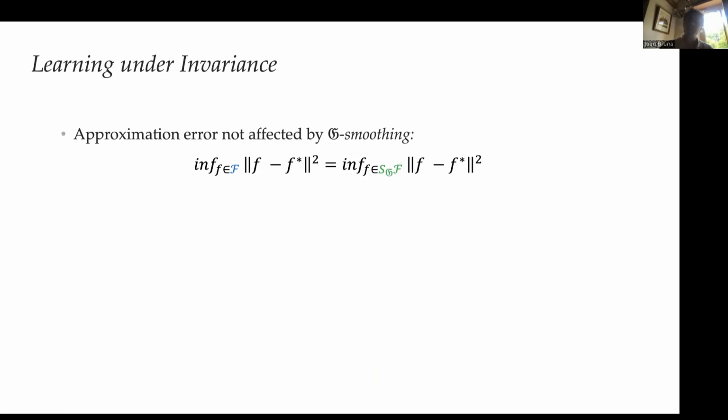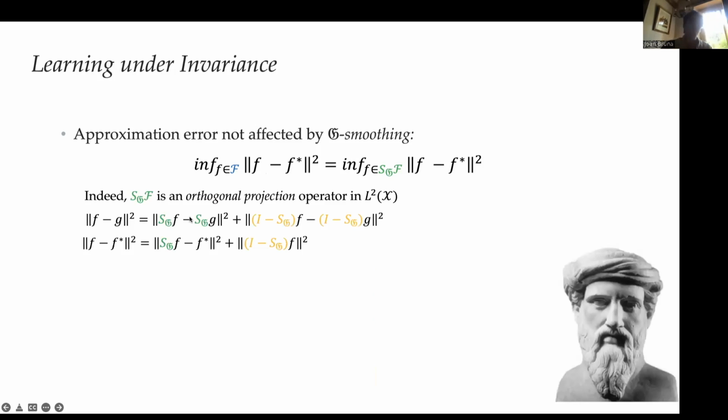Well, the reason is that this operator, the smoothing operator, is a projection. I'm essentially decomposing the space along the orbits and just keeping the average along each orbit. So in fact, it's an orthogonal projection, right? And so any L2 error I can break into the error that I make in the range of the operator plus the error that I make in the orthogonal complement. And this is nothing else than the Pythagoras theorem, because this is an orthogonal projector.